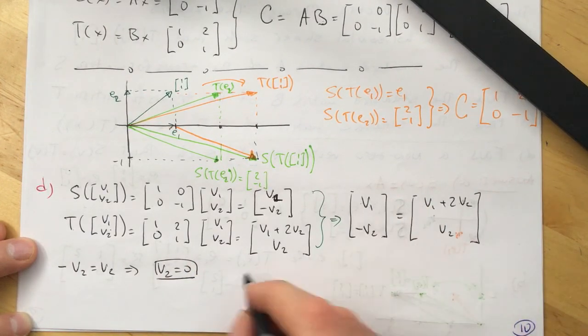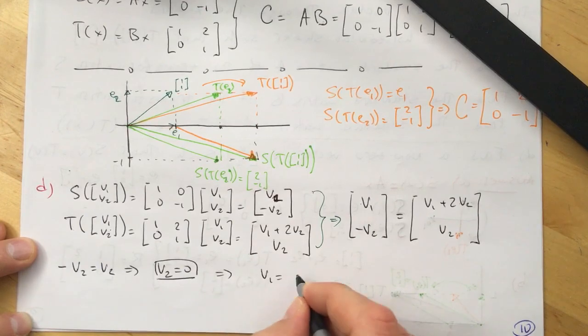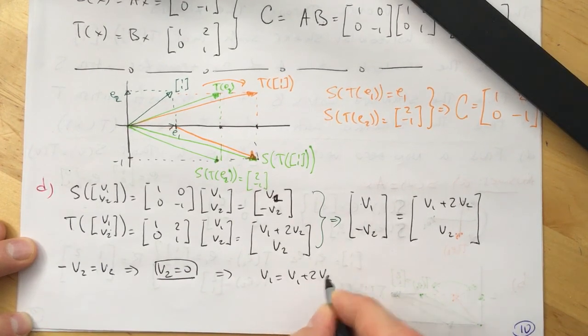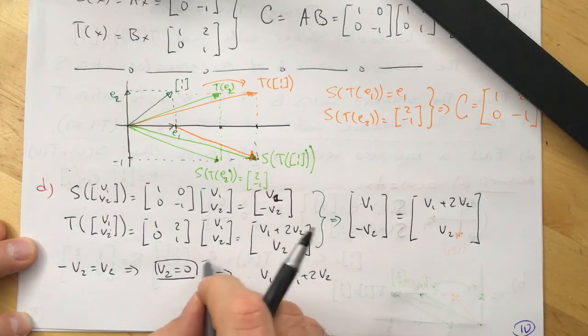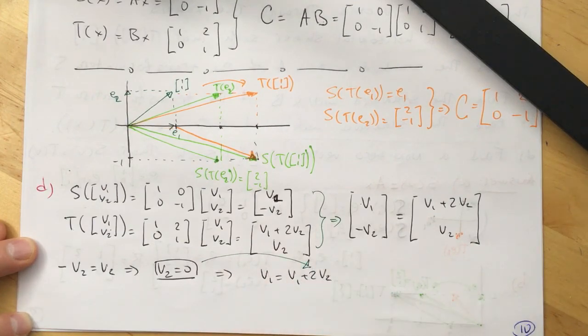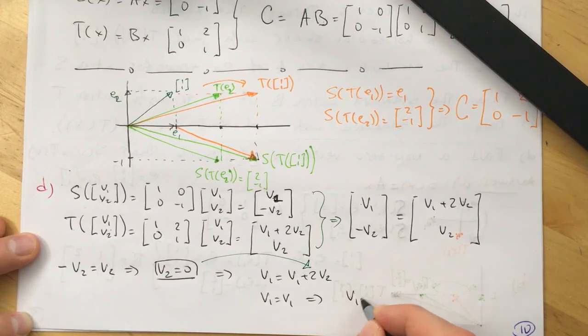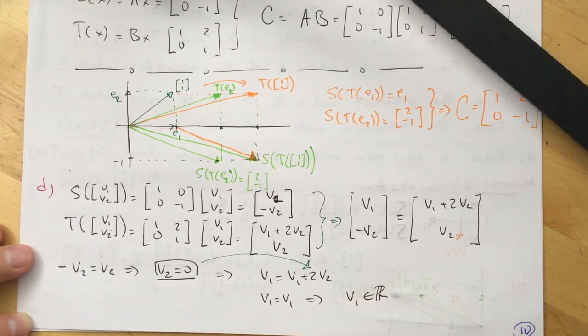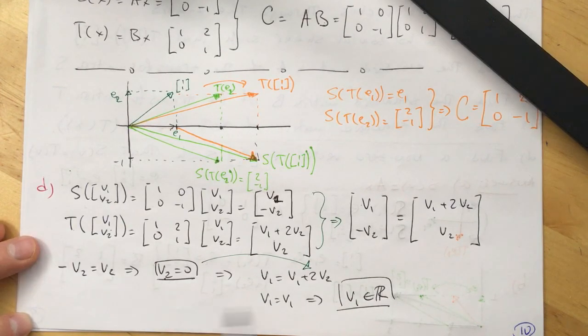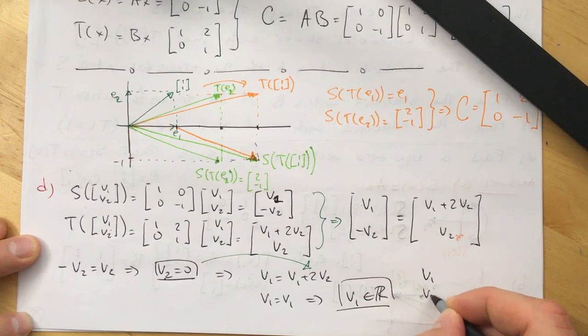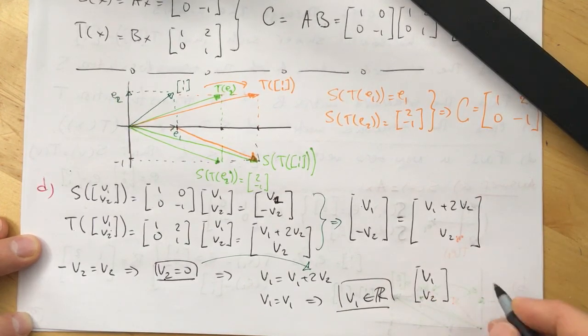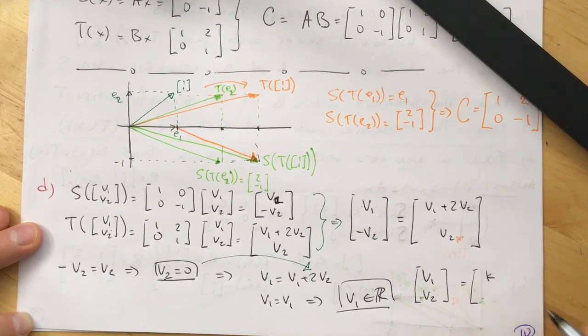Applying that to the first entry, v1 is equal to v1 plus 2v2, v2 is 0, I get v1 is equal to v1, which implies that v1 can be any real number and v2 has to be 0. So (v1, v2) is equal to (k, 0) such that k is a real number.